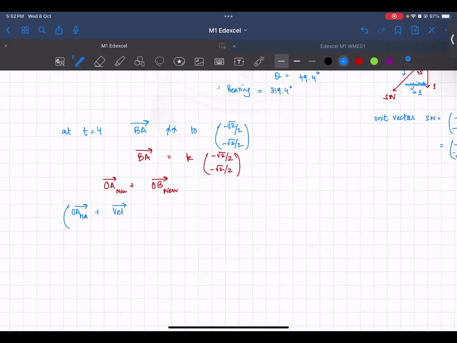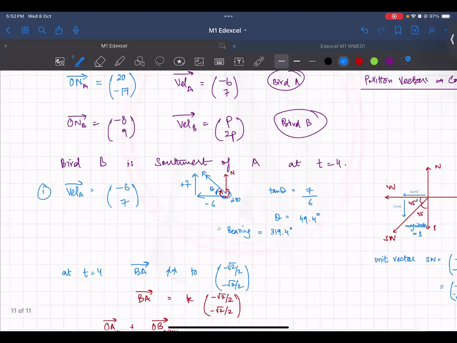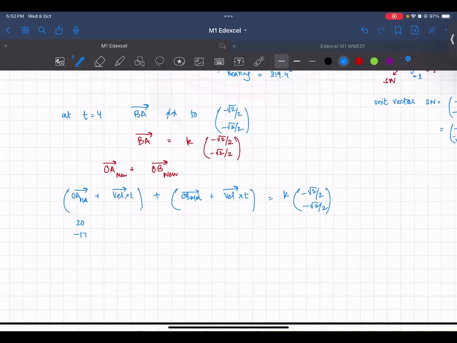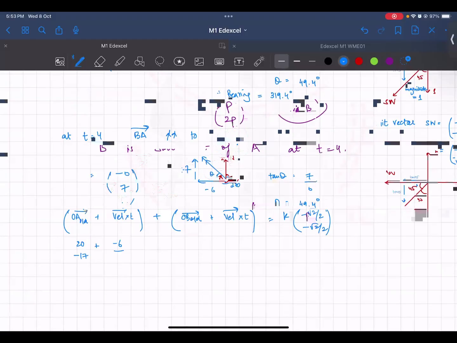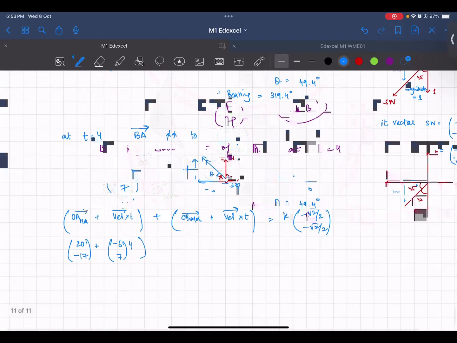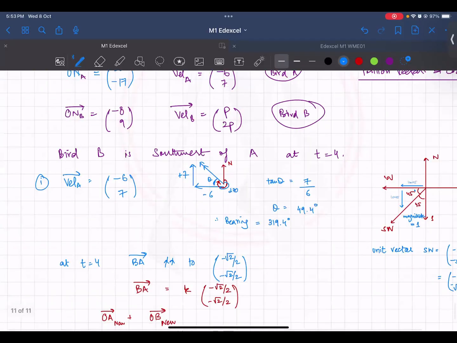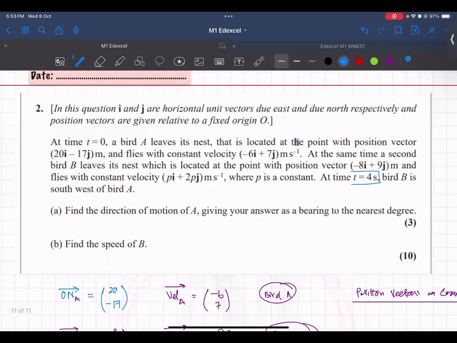plus velocity vector multiplied by time, plus OB old plus velocity vector of B times time is equal to k times minus root 2 over 2 and minus root 2 over 2. Now old position vector of A is given to us, 20, minus 17, plus velocity vector of A, which is minus 6, 7, and we know the time as well, 4 seconds. The speed is also in meters per second, so units are matching.